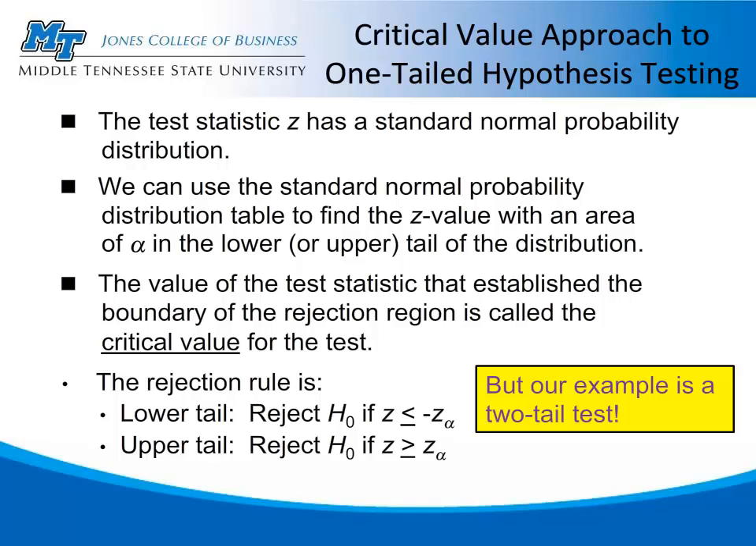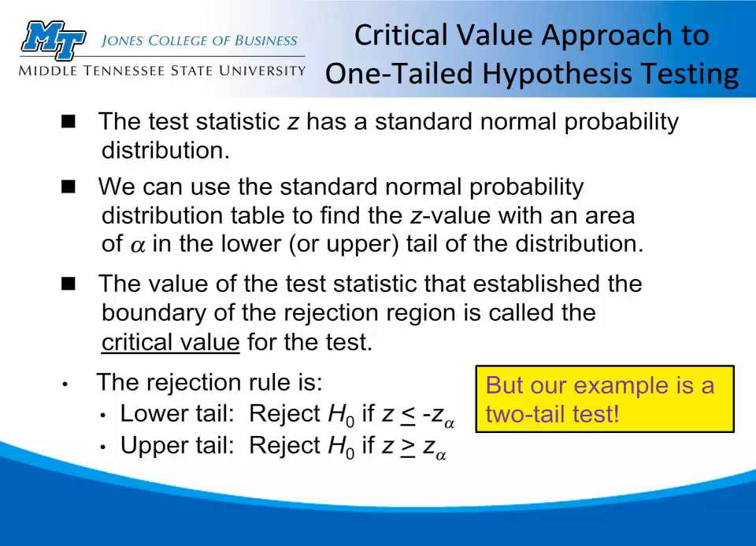If you have a lower tail test, you're only going to reject the null if the computed value is less than or equal to that critical value. And for a z, that one's going to be negative. If it's an upper tail test, then you're only going to reject the null if the computed value is greater than or equal to that critical value that you get from the table that's based on alpha.